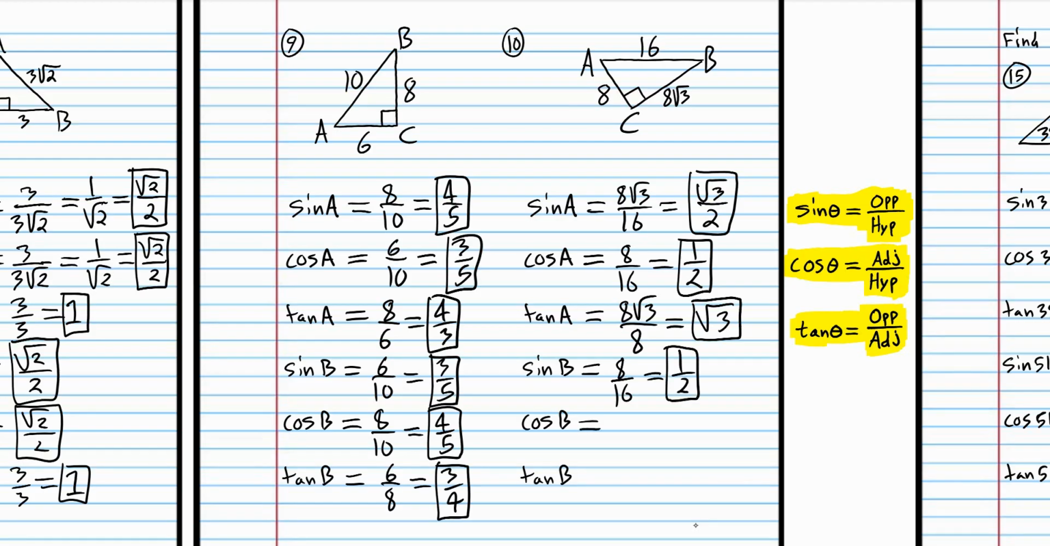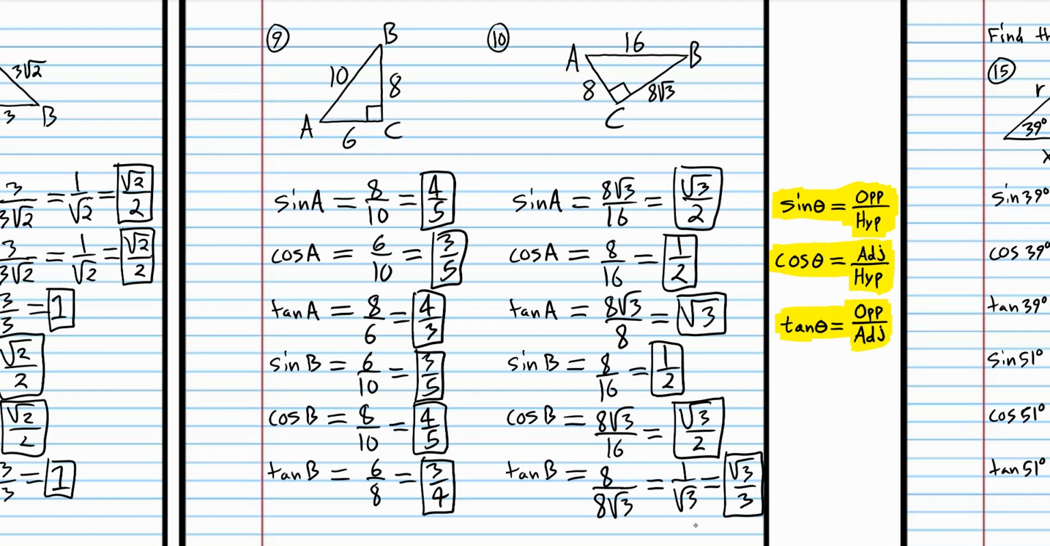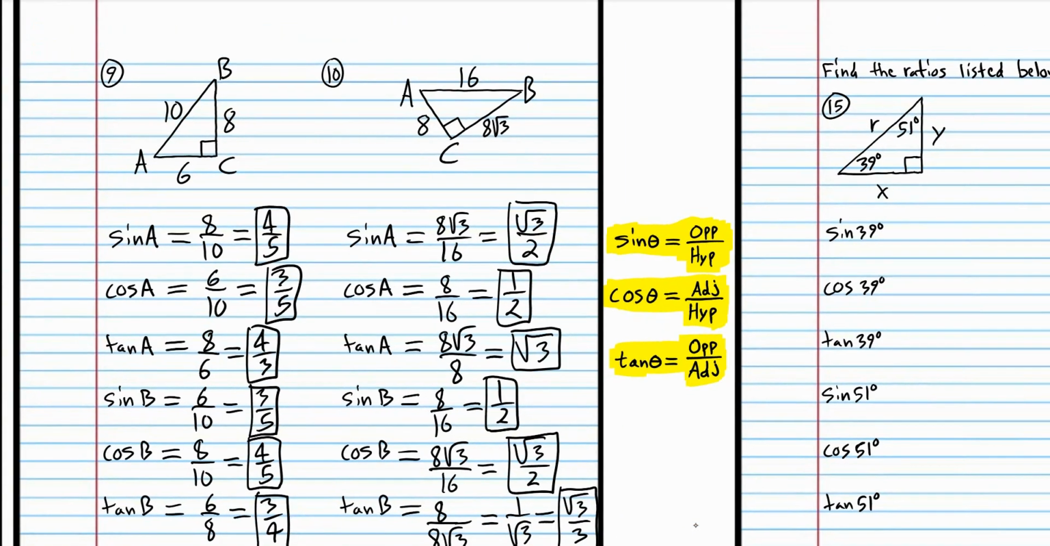Cosine B is 8 root 3 over 16, which reduces to root 3 over 2. And tangent B is opposite over adjacent, so that would be 8 over 8 root 3. Now this is a problem where we first reduce, the 8's cancel out, multiply both sides by root 3, and we get root 3 over 3. Again, you can review rationalizing denominators with square roots in my beginning algebra class, simplifying square roots. All right, so if you got those answers, good job.